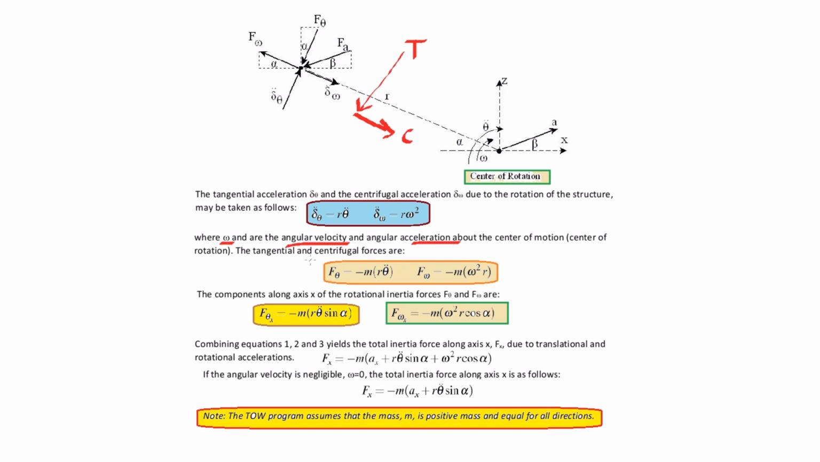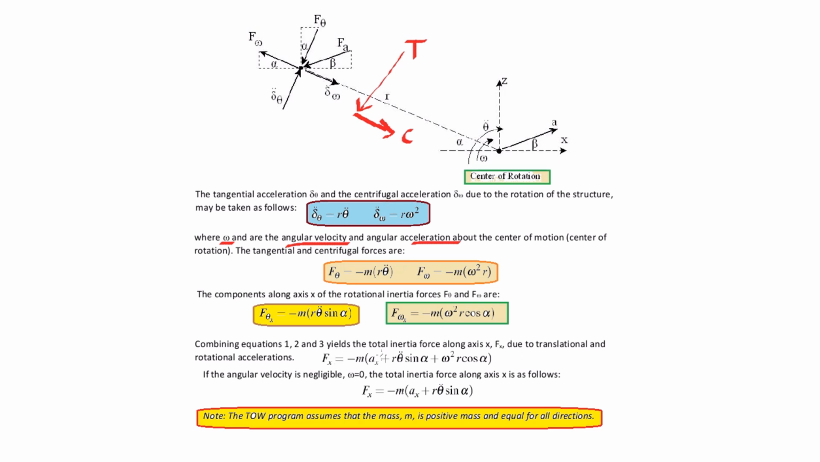The tangential and centrifugal forces are F theta equal to minus m r theta double dash, and F omega is the centrifugal force and F theta the tangential force. The components along axis x of the rotational inertia forces F theta and F omega are F theta x equal to minus m into r then theta double dash sine alpha. This alpha angle is there, and F omega x is minus m into omega squared r cos alpha.